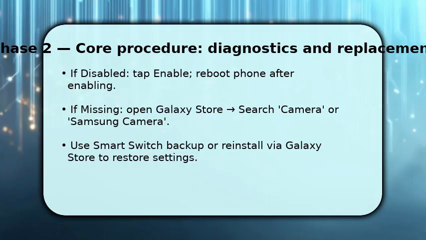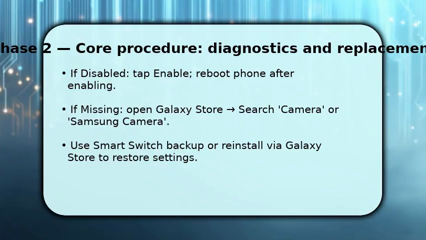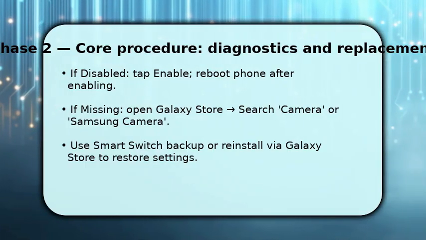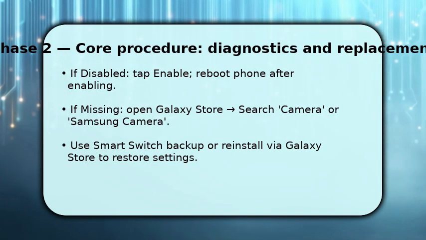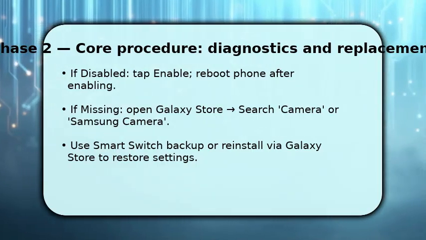If the camera was disabled, tap Enable and immediately reboot the phone so system services re-register the app. If the camera is missing, open Galaxy Store and search for Samsung Camera. Reinstall the official app rather than a third-party lookalike.